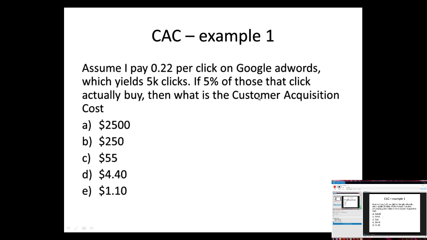Now let's do an example where you're trying to figure out how much it costs to acquire a customer. Steve Blank uses this term called customer acquisition cost, and this is an example that you would see if you're trying to use Google AdWords. You have to pay money per click on Google AdWords, so if you paid 22 cents a click and that yielded 5,000 clicks, if 5% of those that click actually buy, then what's the customer acquisition cost? Or what's the cost on average to acquire each customer that you had?